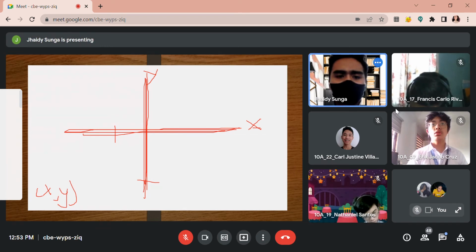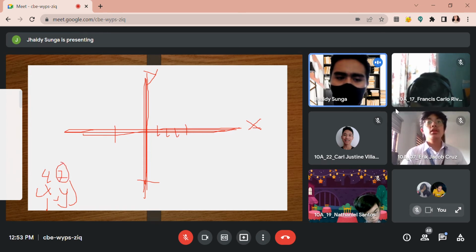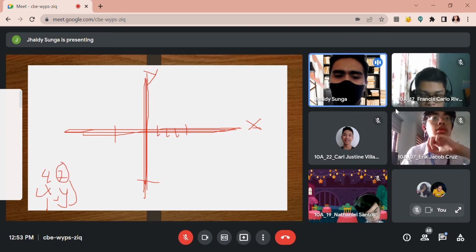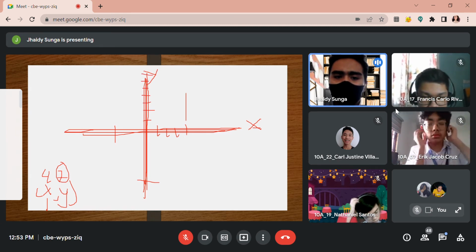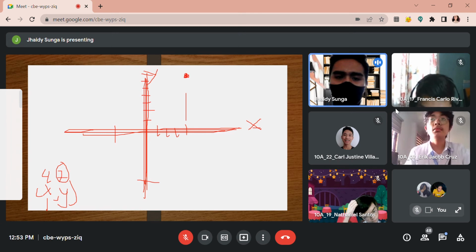Alright, so the axis, no? The purpose of the axis is for us to know where to plot the given coordinates. So we have 4 and 7. Therefore, in the x-axis, we will be plotting positive 4, which is here, right? But we have the y-axis, which is positive 7. Therefore, we have 1, 2, 3, 4, 5, 6, 7. So the point should be here, right?